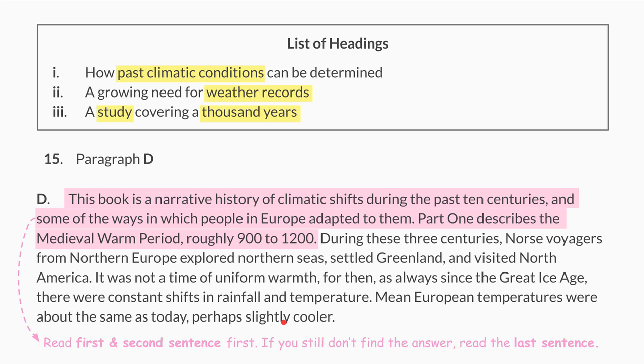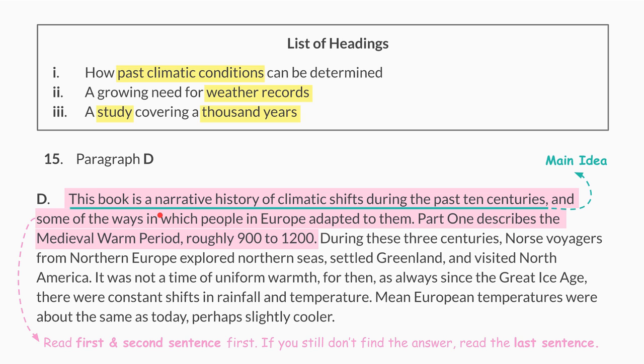Great. So those are our 2 sentences. So every time you have to do basically the same thing. Read the first and the second sentence first, and then if you don't find the answer, read the last sentence. Now here's what I want you to do. I want you to think about, what are these 2 sentences talking about? What is the main idea being communicated in these two sentences? Take a moment to think that through. What is the main idea? What is this paragraph going to talk about?